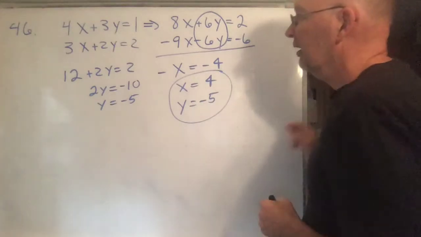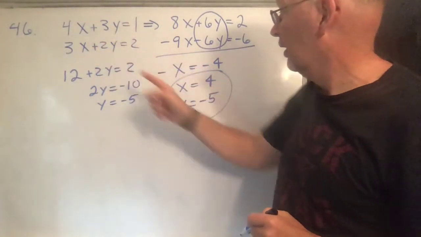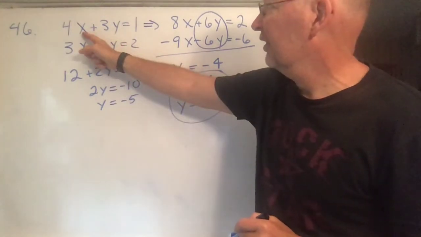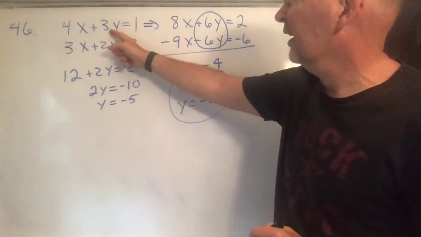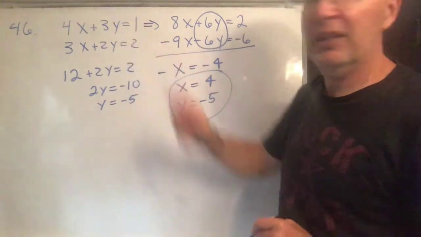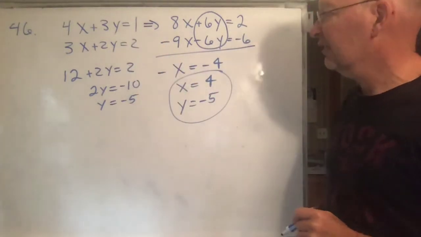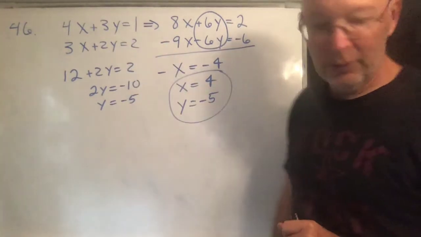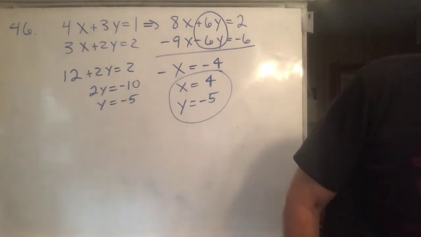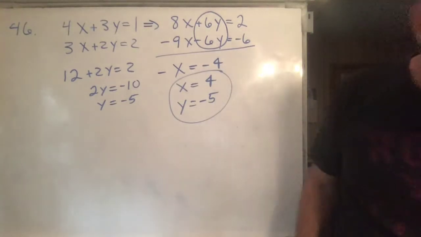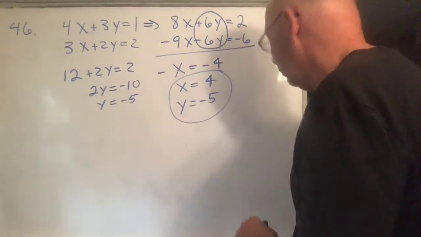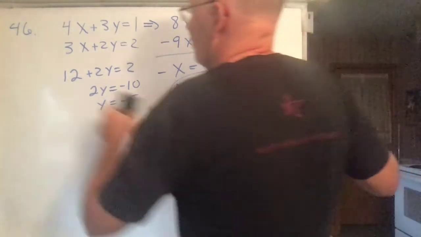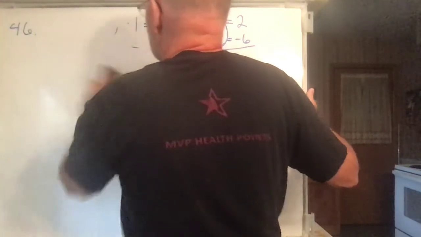As a good check, put it in here. It better work here as well. 4 times 4 is 16, plus 3 times negative 5 is negative 15. 16 minus 15, sure enough, is 1. So that's a cool method, okay? It works really slick. Okay, is that one of the answers? It better be. 4, negative 5. Yeah, very good.